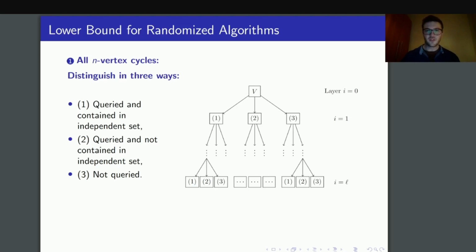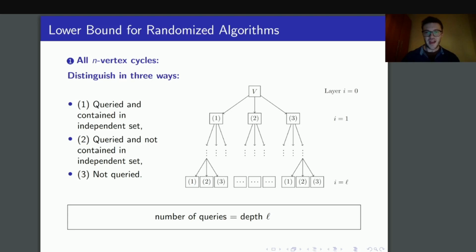After a sufficient number of queries, all our vertices will be distinguished, and this corresponds to a depth L in this tree. At this depth, there is at most one vertex in every subset, and the depth that achieves this will be at least log to the base 3 of n. This provides our omega of log n lower bound.